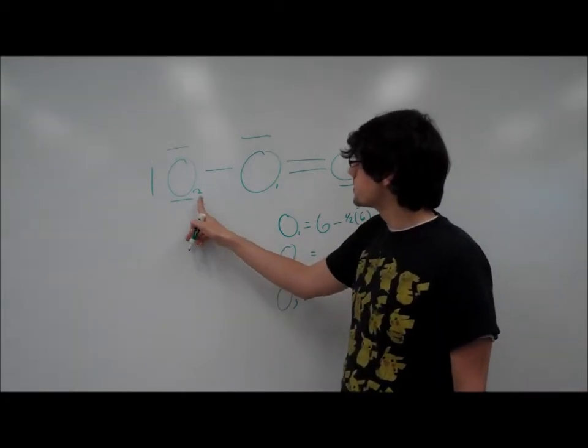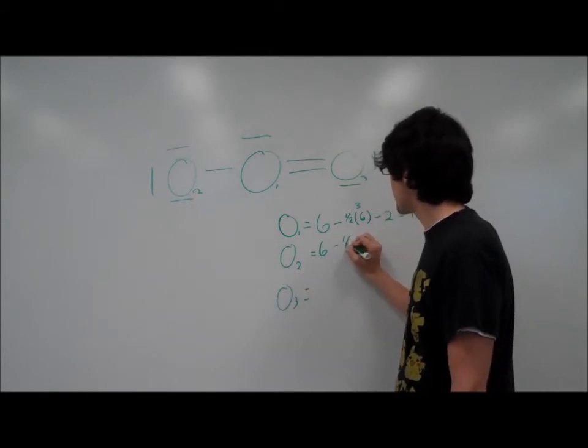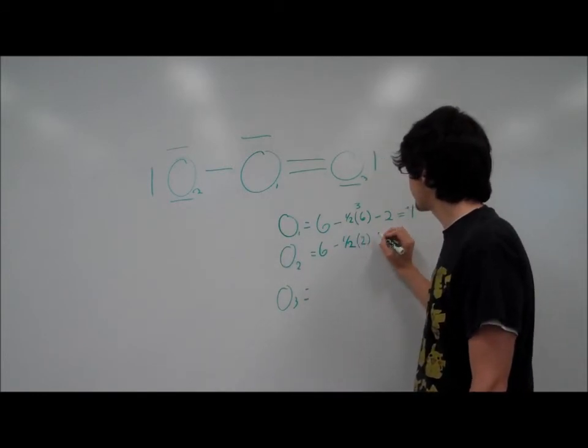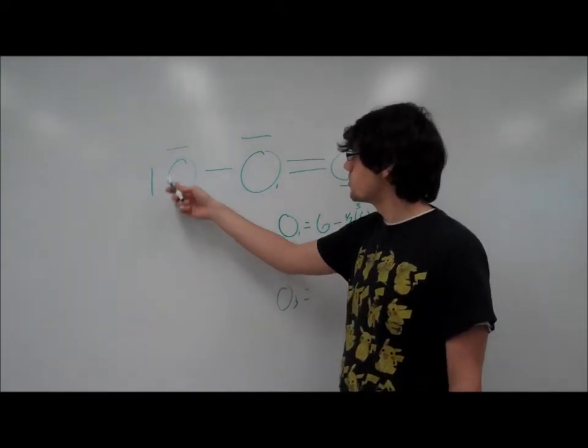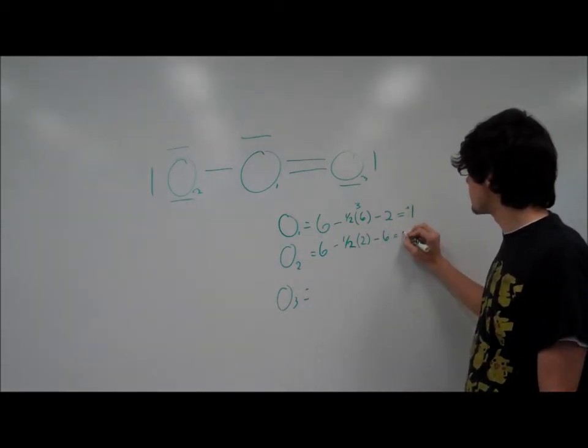We'll then look at our second oxygen, 6 valence electrons, subtracted by 1/2 of our bonding electrons, which is 2, subtracted by the number of lone pair electrons, which is 6. This will give us a charge of -1.